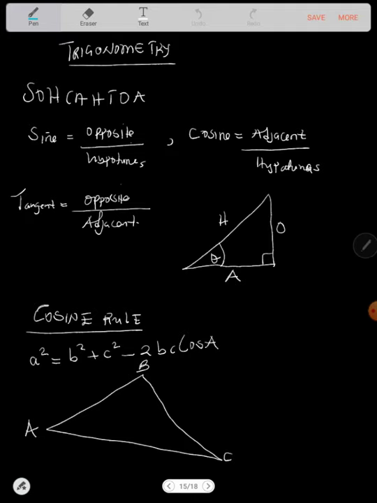So, mainly it deals with SOHCAHTOA, and SOHCAHTOA has got three parts. S is for sine theta, which is equal to opposite over hypotenuse, and C is for cosine, which is adjacent over hypotenuse, and T is for tangent, also known as tan theta, which is equal to opposite over the adjacent.